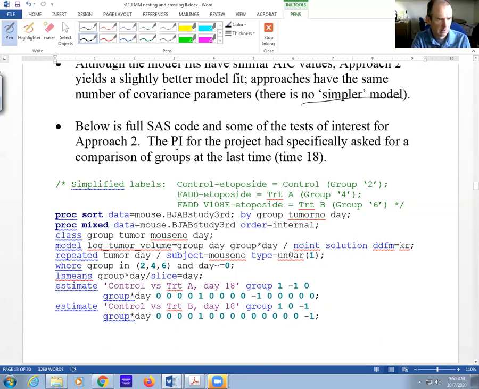For tumor, we know that we're going to do the unstructured. So that relates to that one, and then day relates to the AR1. The first one you write on the left side is going to be the unstructured. The right one's going to be the AR1, and similar for the other structures you could model it with. I have some estimate statements that I've added, and these are basically comparisons at the last day for 2 of the 3 groups. So control versus treatment A at day 18, and control versus treatment B is the second one at day 18.